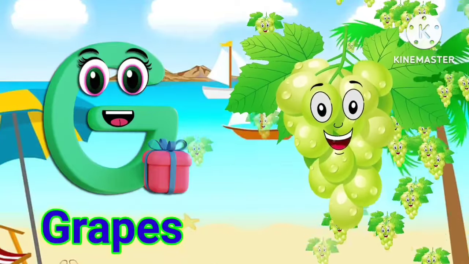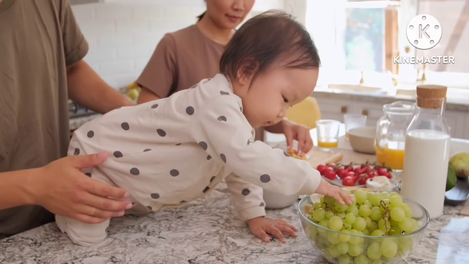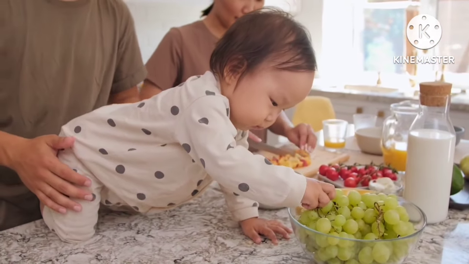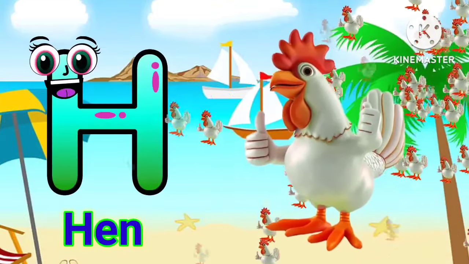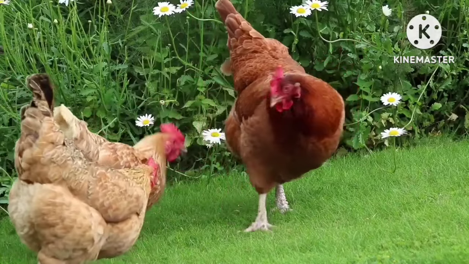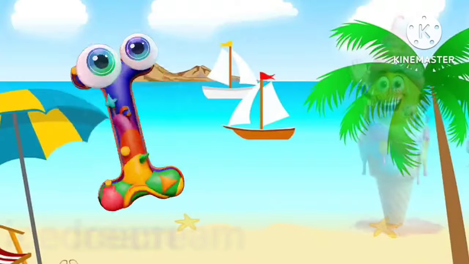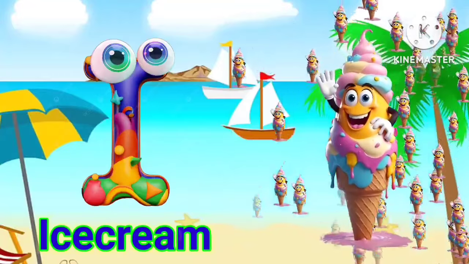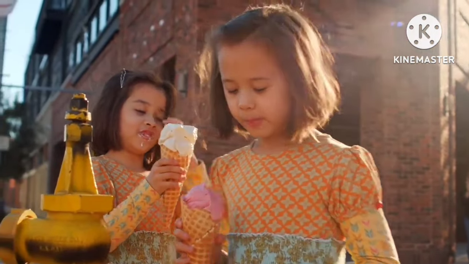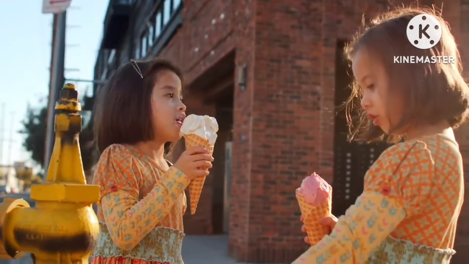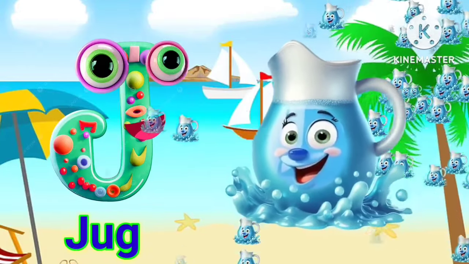G for graph. G for graph. H for hand. H for hand. I for ice cream. I for ice cream. J for jug. J for jug.